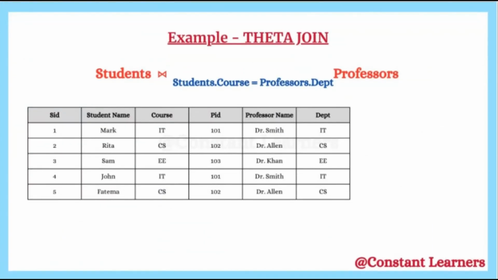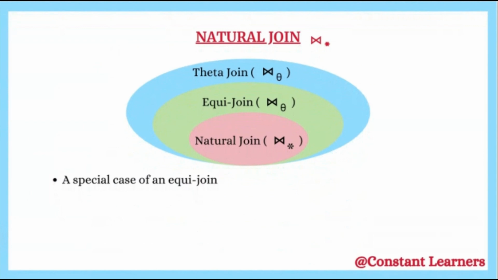So this is the output where the student's course is equal to the professor's department. Only those rows will be included in the output. But the output table will have all the columns that are present in both the tables. Alright, so that was equijoin based on simple equality condition between two related columns. Next up is our main topic, which is the natural join.